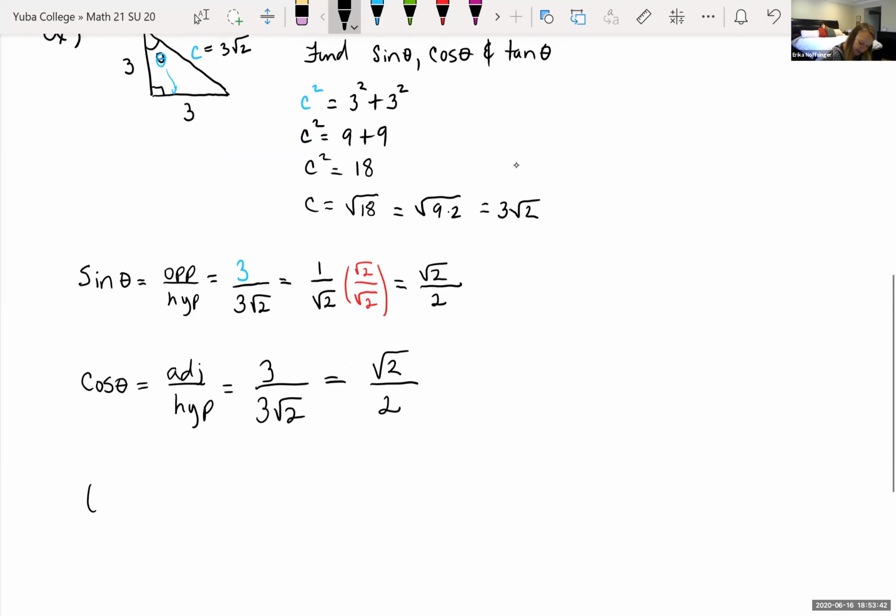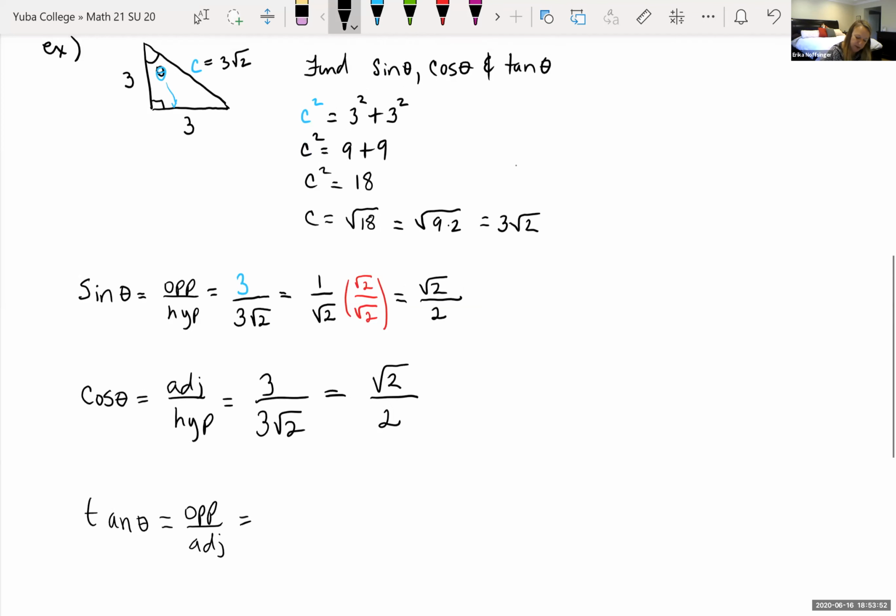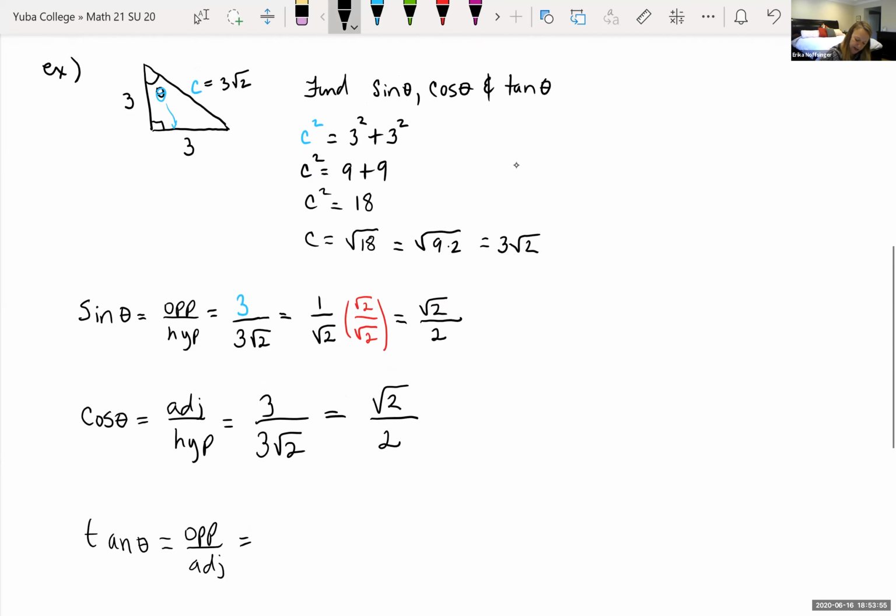Tangent theta. This was opposite over adjacent. So opposite of theta is 3, all over the adjacent of theta, which is also 3. So this is equal to 1.